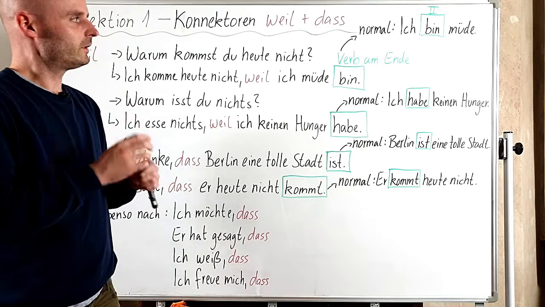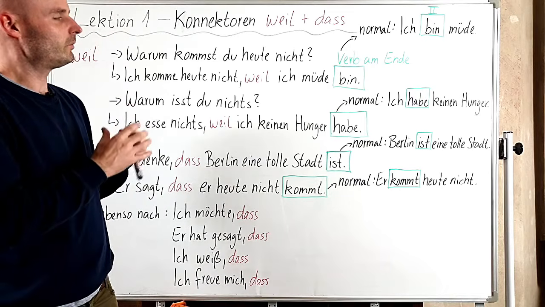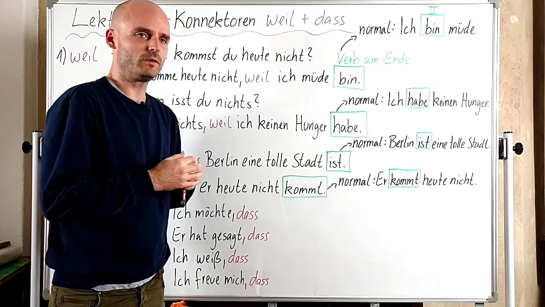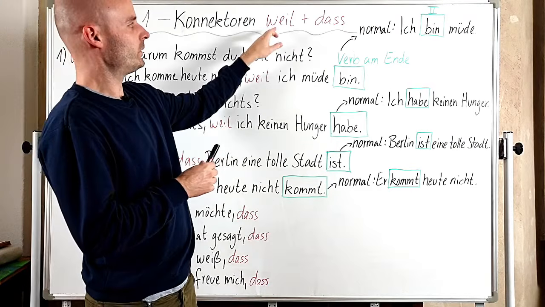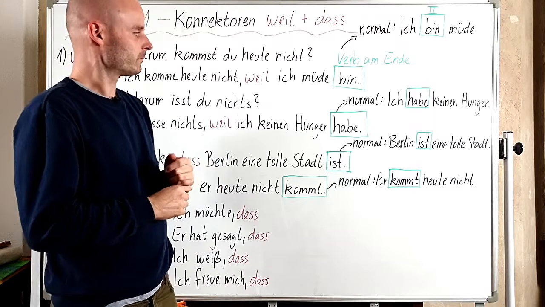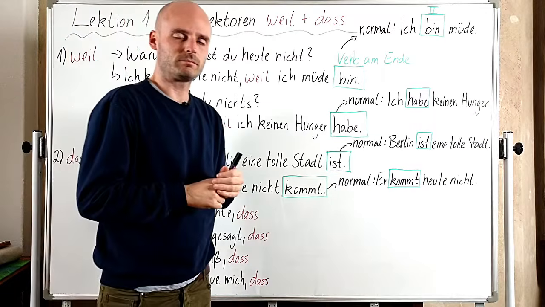Okay, so there's a tiny little thing that I would like to include in this video as well, because sometimes it adds some confusion for students. This is if we use weil and das with modal verbs or with perfect. Yeah? So let's have a look at that.